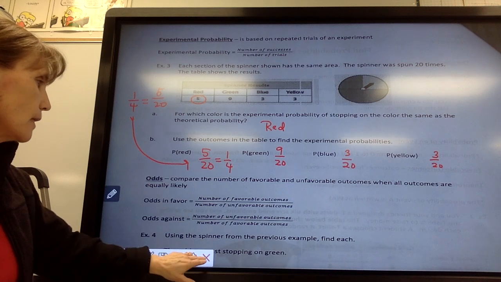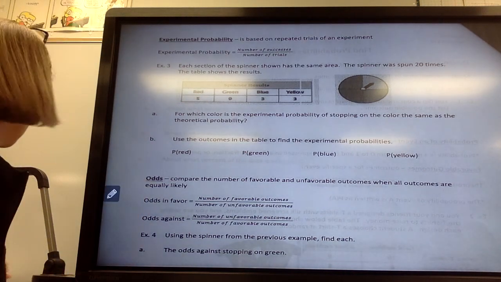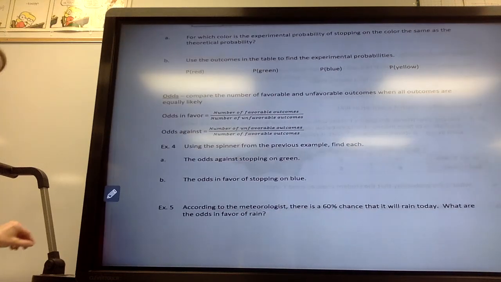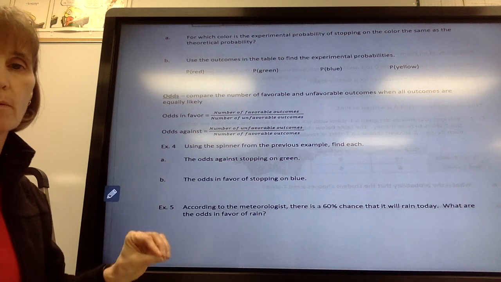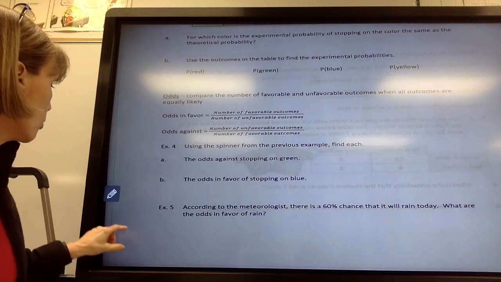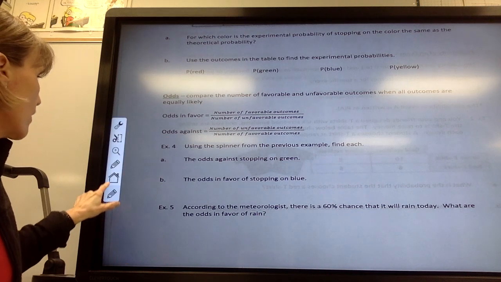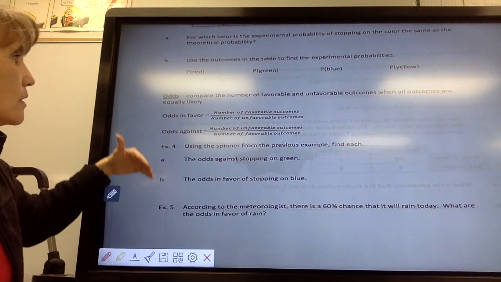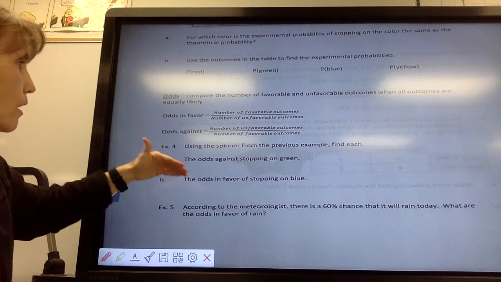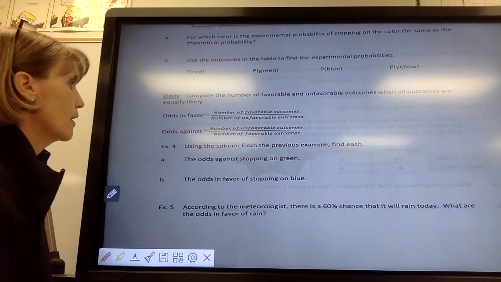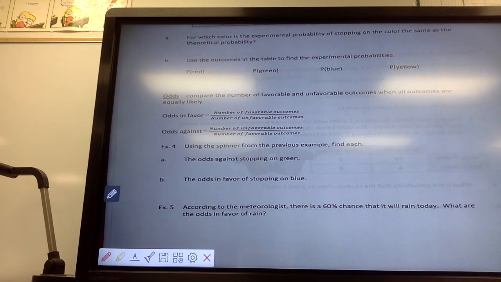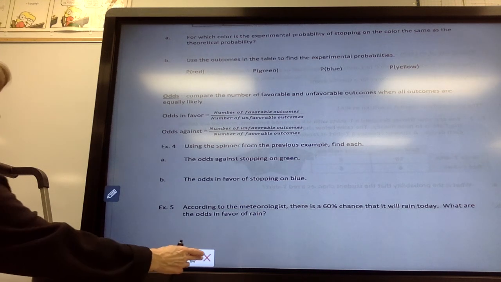Okay, now when it comes to odds, odds are slightly different than probability. Odds compare the number of favorable and unfavorable outcomes. So we don't use the total number of outcomes on the bottom when we're looking at odds. We use the unfavorable. So the odds in favor of something happening is the favorable outcomes over the unfavorable outcomes. Okay, using the spinner from the previous example, find the odds against stopping on green. Oh, and you've got to be careful with the wording here.